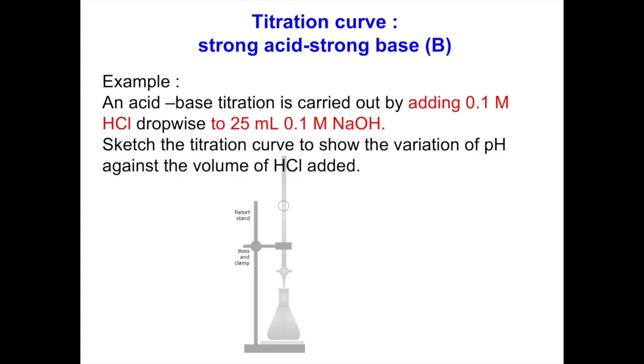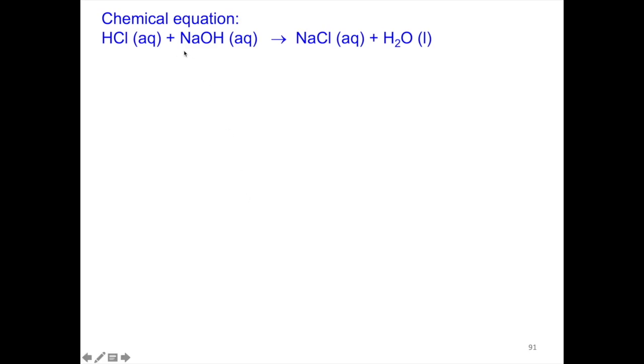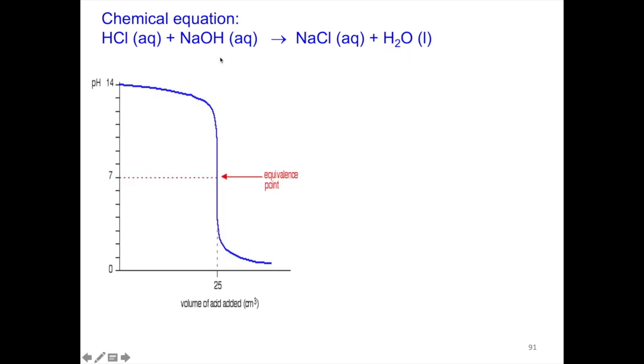Right. So HCl is the titrant, so we put that in the burette, right? And sodium hydroxide is the analyte, so we put that in the conical flask. So here is the chemical equation. HCl plus NaOH, we get NaCl plus H2O. And this is the titration curve, pH against the volume of acid added. Okay, so this time the titrant is acid.